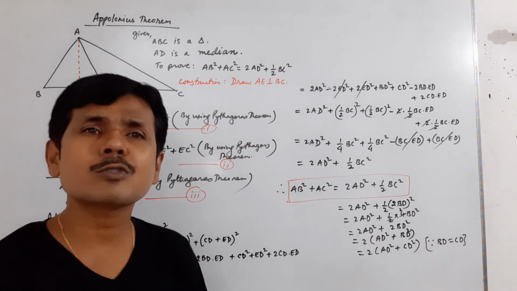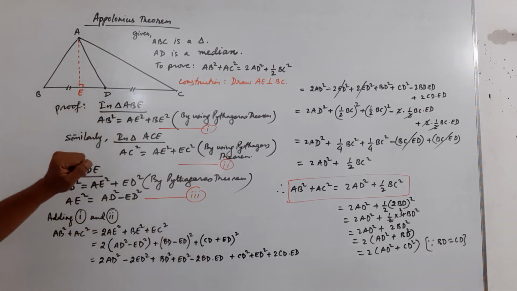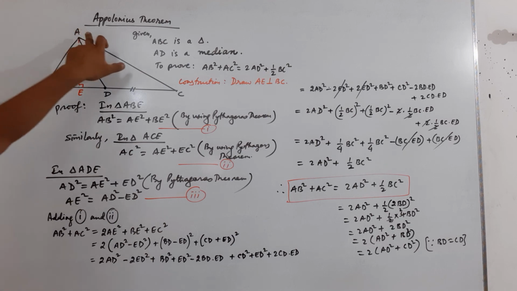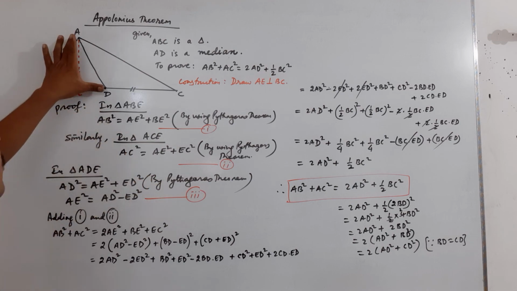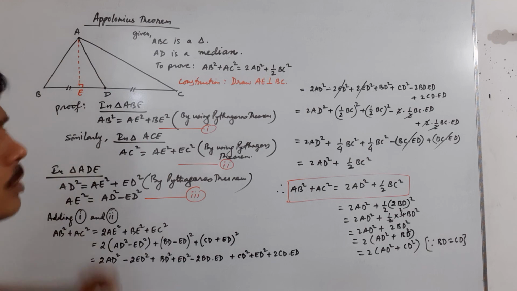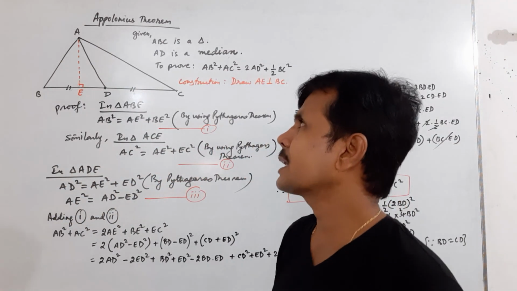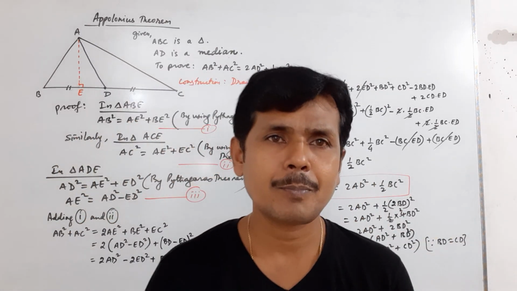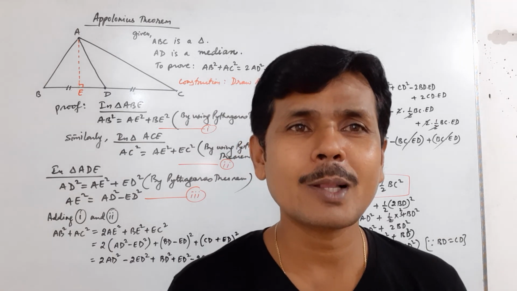Now, what is the use of this? What is the use of it actually? Look in this figure. Suppose the length of AB is given, length of AC is given, and length of BC is given, and you need to find the length of the median drawn from vertex A to side BC. Then you can apply this formula over here to find the length of the median. Okay? I hope it is clear to you all.